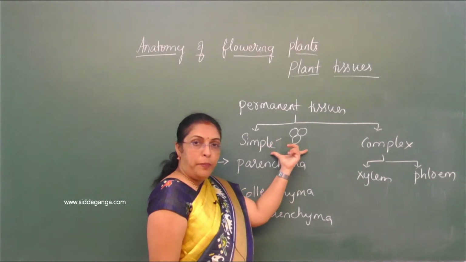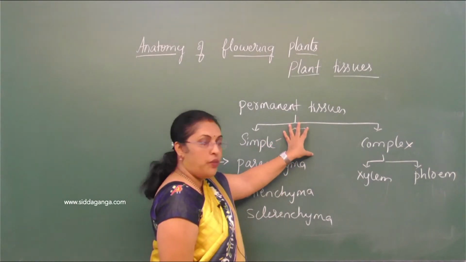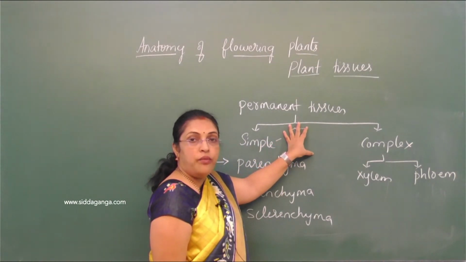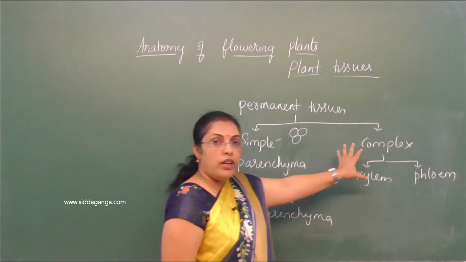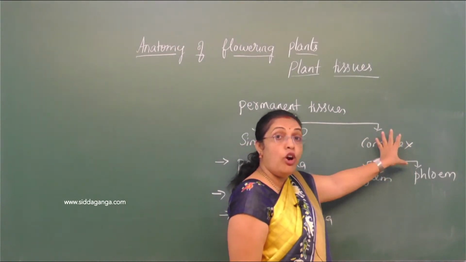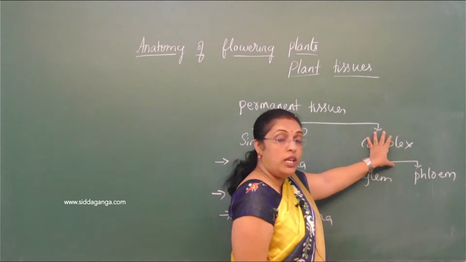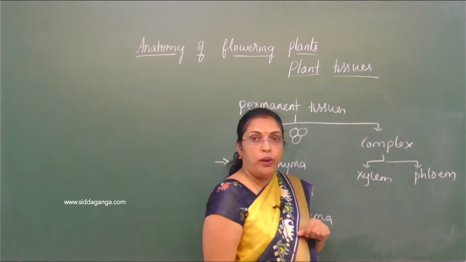In the simple permanent tissue, cells are of the same size with the same function and structure, whereas in complex tissue we see similar or dissimilar cells. So usually dissimilar cells are seen in complex tissue.